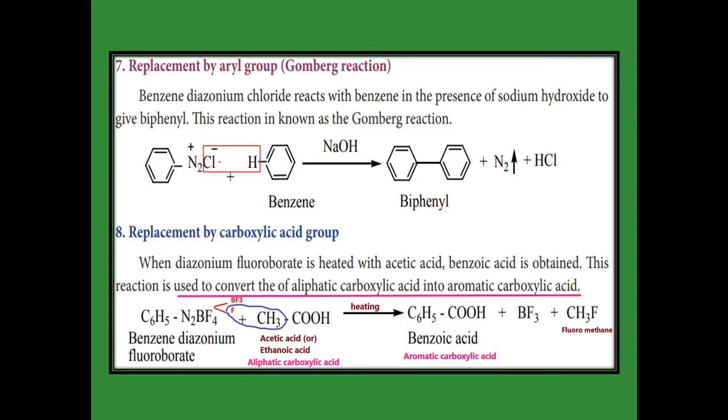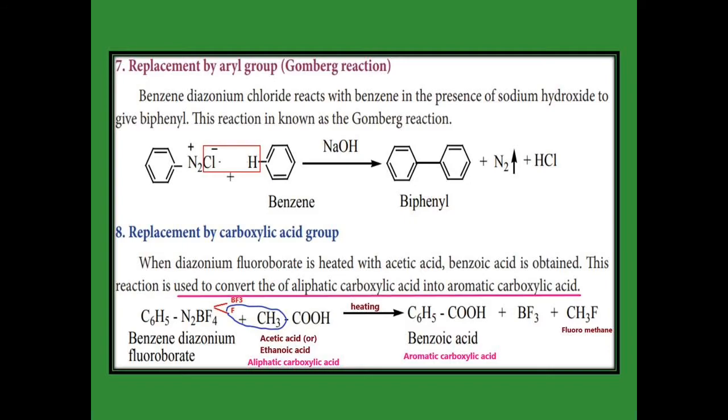The next one, if you want to convert the aliphatic carboxylic acid into aromatic carboxylic acid, this type of replacement is very helpful to us. Instead of benzene diazonium chloride, here we are going to use the benzene. So far we studied benzene diazonium chloride. Here we are going to take the benzene diazonium fluoroborate, C6H5N2BF4. The BF4 I split into BF3 and F. The F is reacted with the acetic acid. From that acetic acid, the methyl alone is taken away by fluorine, so that we get CH3F, fluoromethane.